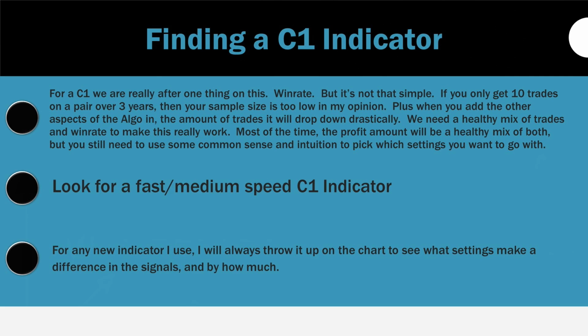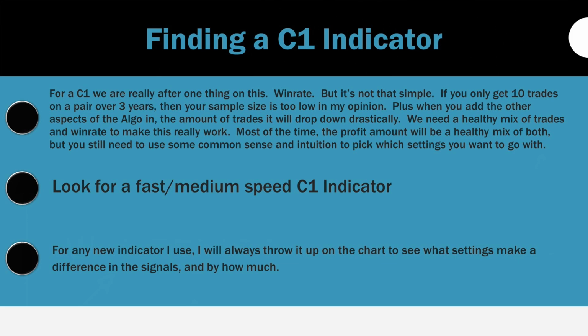And most of the time, from what I can see, the profit amount is a healthy mix of both. But you still need to use a little bit of common sense and your own intuition when you pick which settings you want to go with. The highest profit isn't always going to have the highest win rate, and the highest win rate isn't always going to have the highest profit. What I look for in a C1 is typically something that's fast to medium speed. Then when it comes time to the C2, I tend to lean a little bit towards medium and slow.